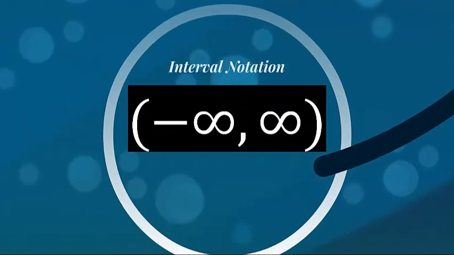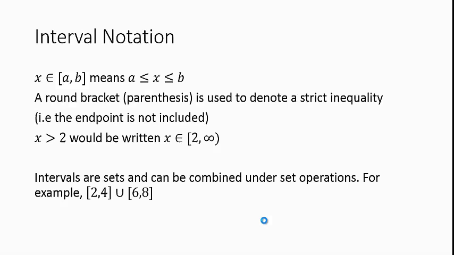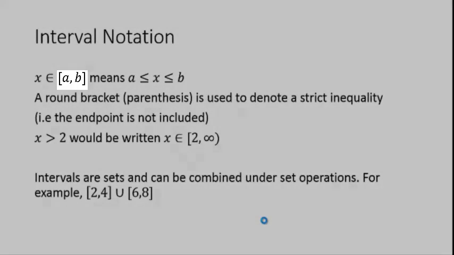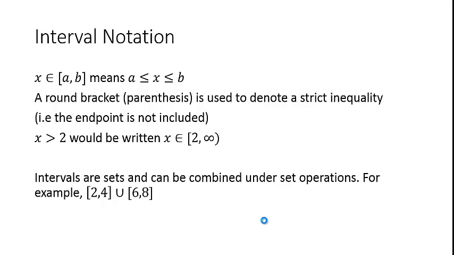To finish off, we'll have a quick look at interval notation. Square brackets are used to denote the endpoints of an interval of the real number line. This is the same as using a non-strict inequality. A round bracket is used to represent a strict inequality.